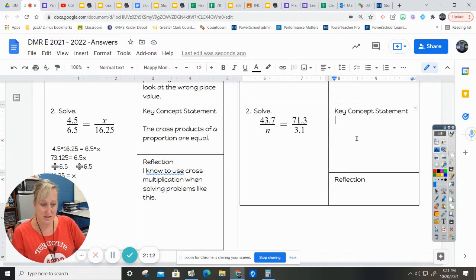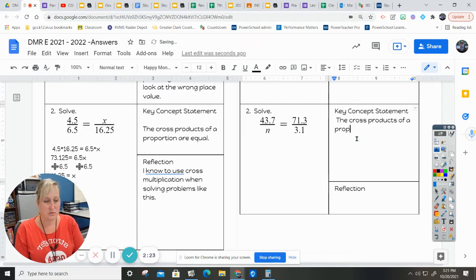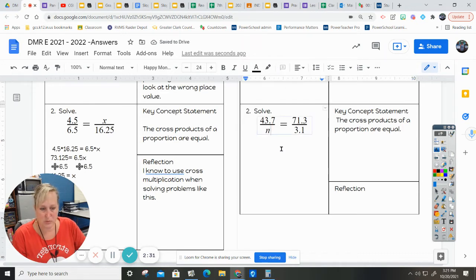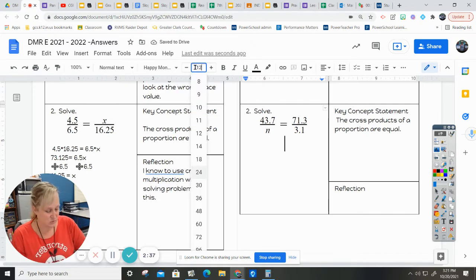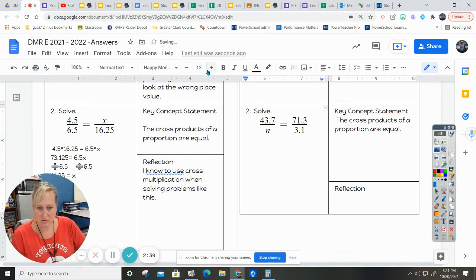So the key concept is the cross products of a proportion are equal. In order to multiply, make sure that I can type where I'm supposed to type. Definitely do not want to be size 24. Make it maybe 14. There we go.